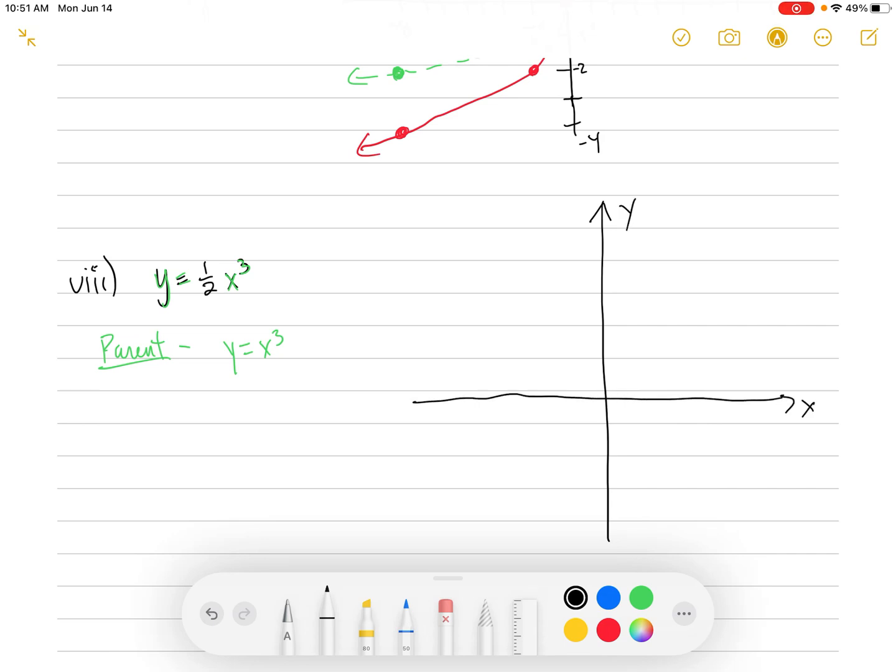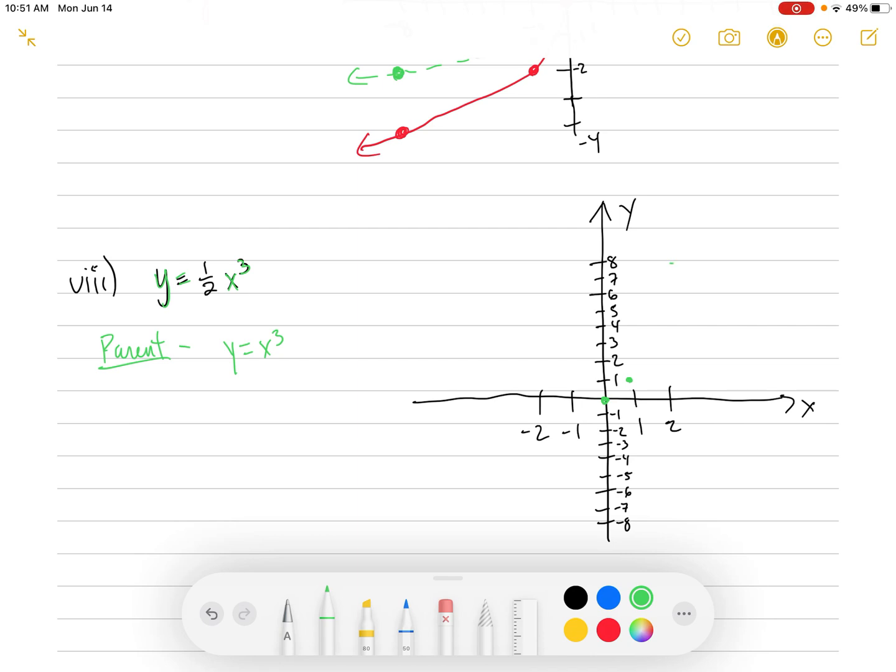Let's draw out the parent. X-axis and y-axis. -2, -1, 0, 1, and 2. And on the y, 1, 2, 3, 4, 5, 6, 7, 8. And on the y, -1, -2, -3, -4, -5, -6, -7, -8.